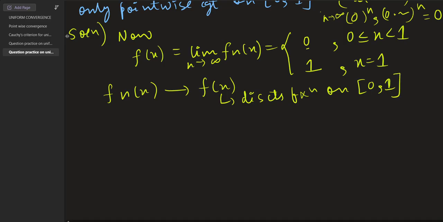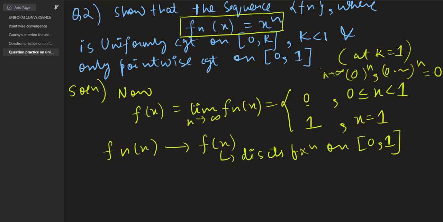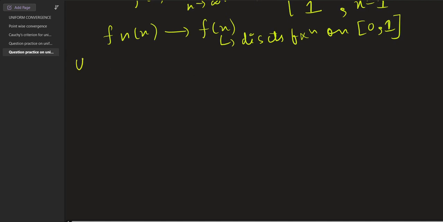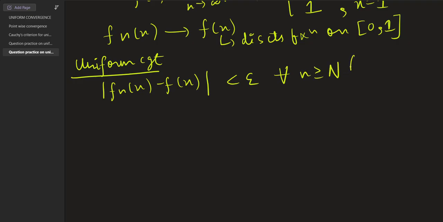So our first condition is satisfied, that this Fn x is pointwise convergent on 0 comma 1. Now we have to check its uniform convergence on 0 comma k. Uniform convergence. So we have to take the definition: the modulus of Fn x minus f of x must be less than epsilon for all n greater than or equal to N, where N is an integer.